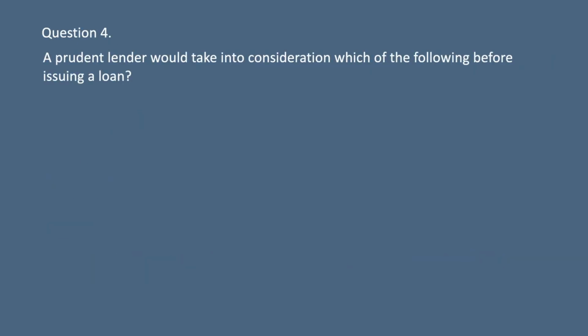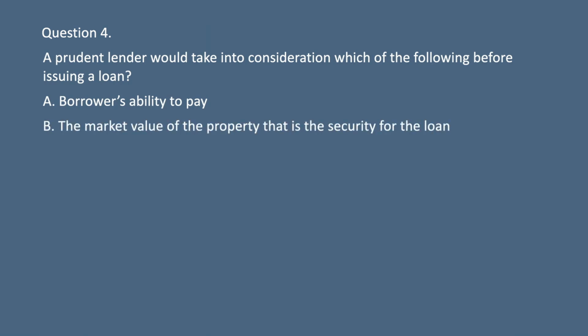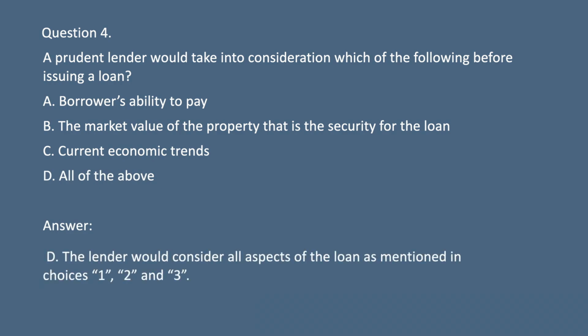Question 4. A prudent lender would take into consideration which of the following before issuing a loan? A. Borrower's ability to pay, B. The market value of the property that is the security for the loan, C. Current economic trends, D. All of the above. Answer: D. The lender would consider all aspects of the loan as mentioned in choices 1, 2, and 3.